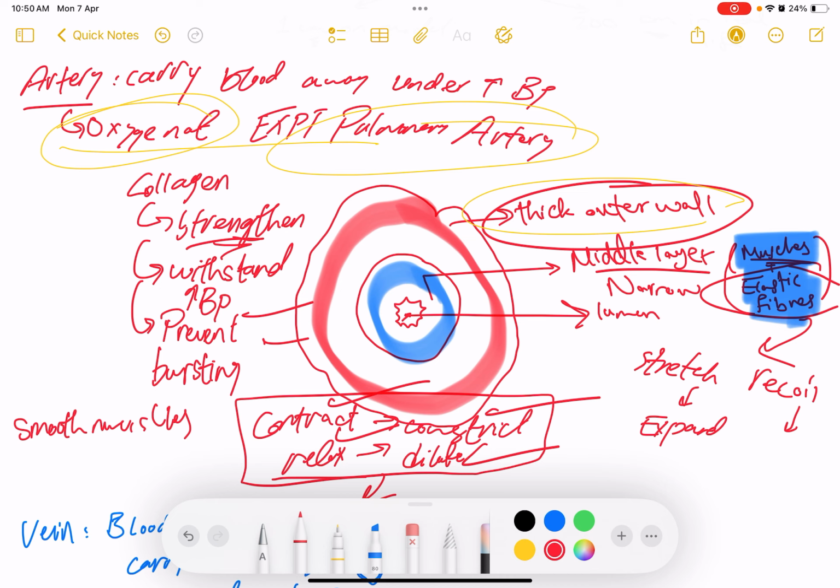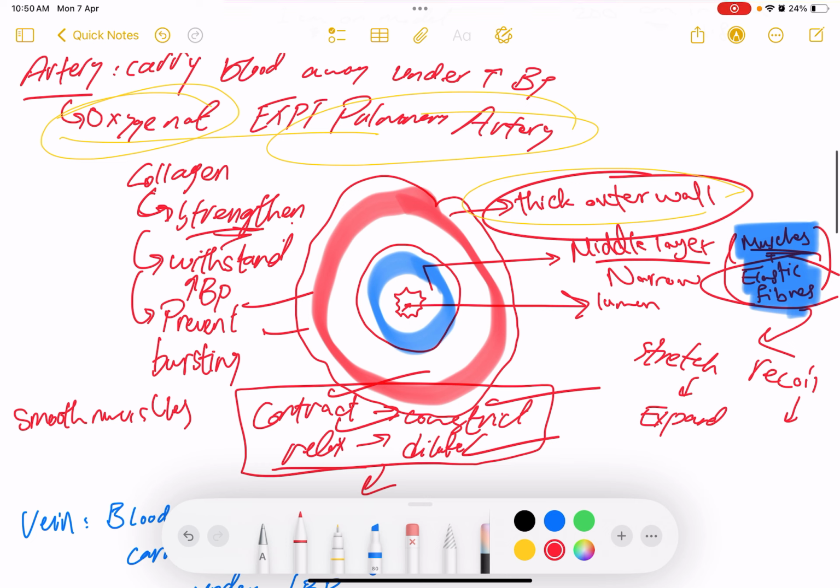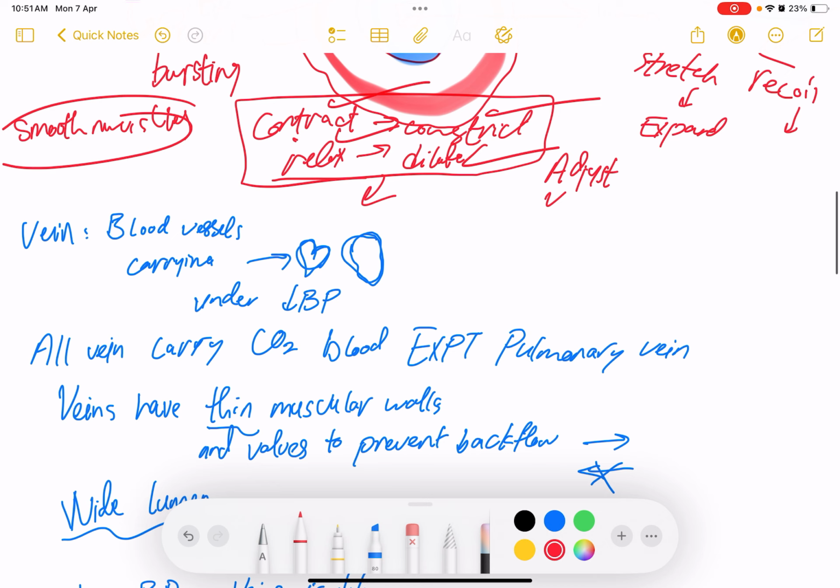The thick outer walls contain collagen, and we know that collagen strengthens the walls of blood vessels. Then it's going to strengthen it, of course, to withstand the high blood pressure and prevent its bursting. Then I have smooth muscles. Smooth muscles are going to contract to constrict and relax to dilate. So they adjust the volume of blood received by different body parts.